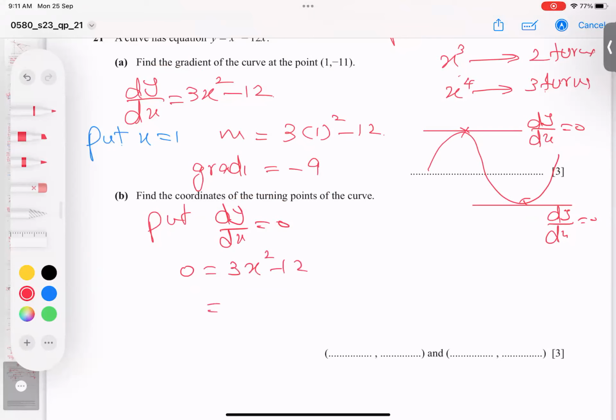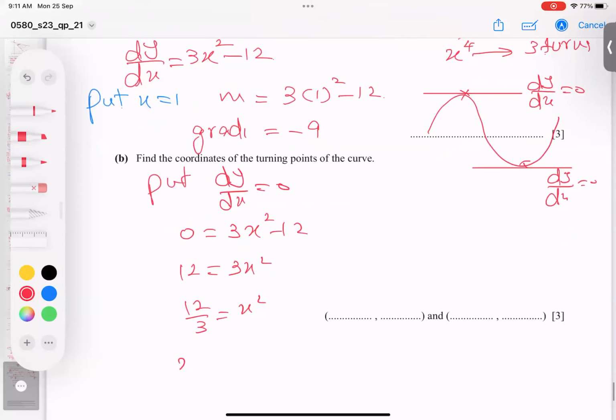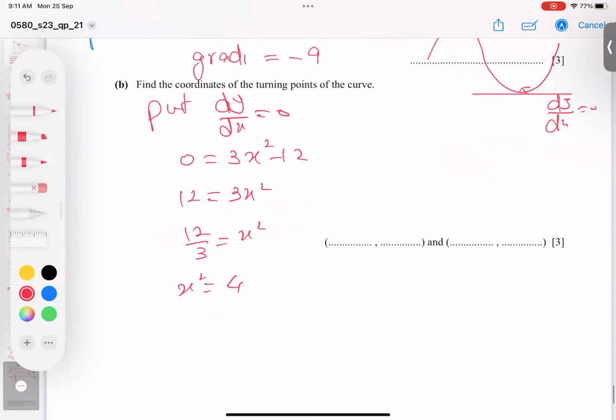The 12 will go to the other side. I get 12 equals 3x squared. The 3 will go down. I get 12 by 3 equals x squared, and I get x squared equal to 4. Take the root of both sides. When I take the root, plus and minus come automatically. I got 2 x values.